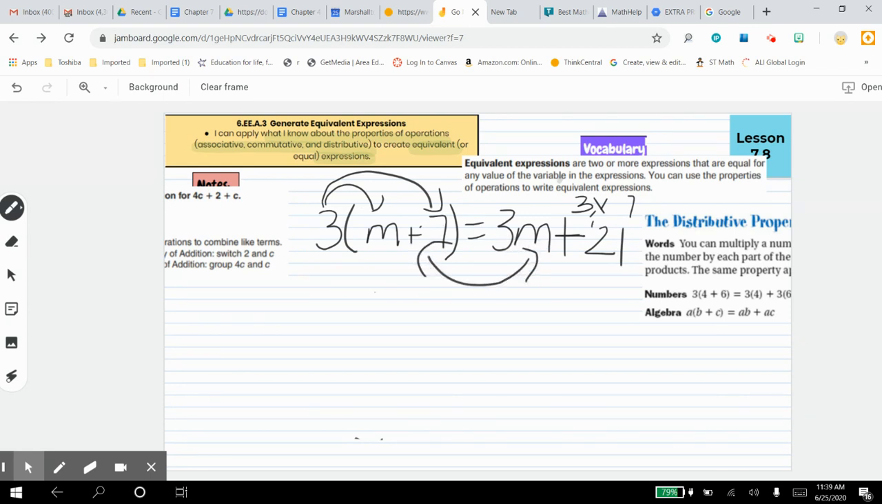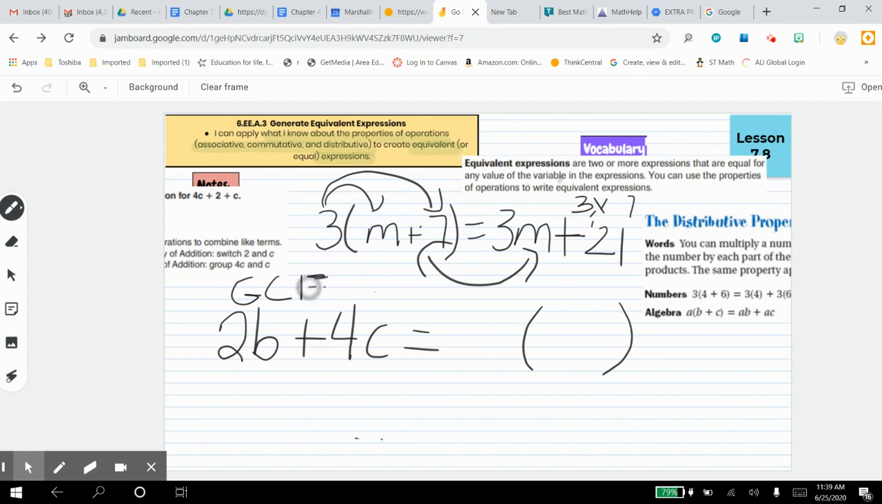Now let's do it backwards really quickly. What if I have something like 2b plus 4c? I want to find an equivalent expression. This time I'm going to put in the parentheses. In order to do that, I'm going to find the greatest common factor between these two values, okay? The GCF, or the greatest common factor. That happens to be 2.